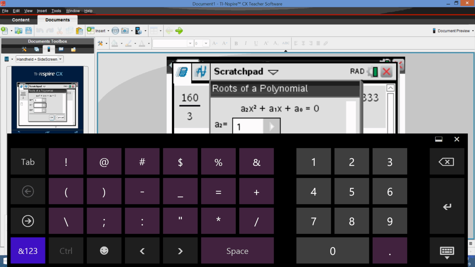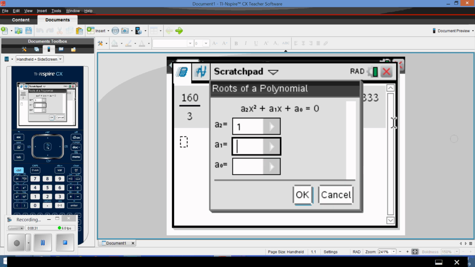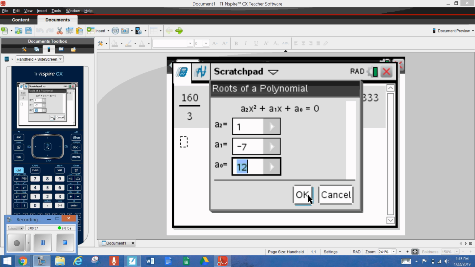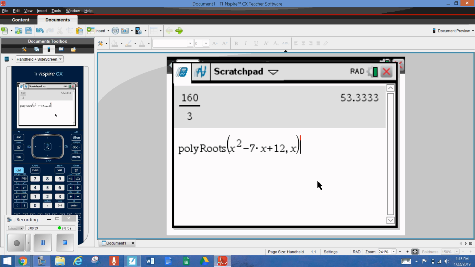Negative 7 and 12. I'm going to put it on to keyboard. Did you enter the values? So after you put those coefficients, we're going to get this one.